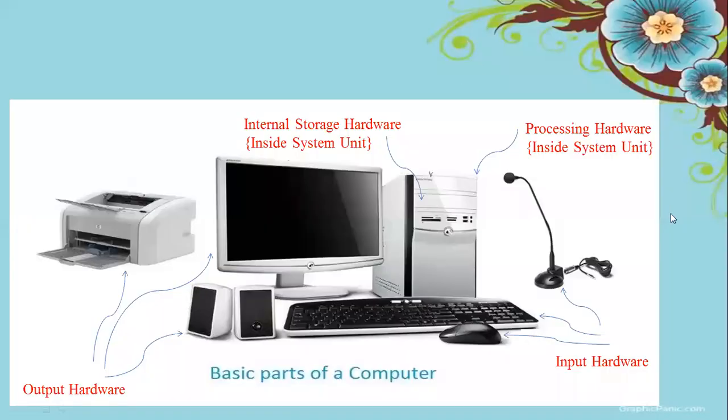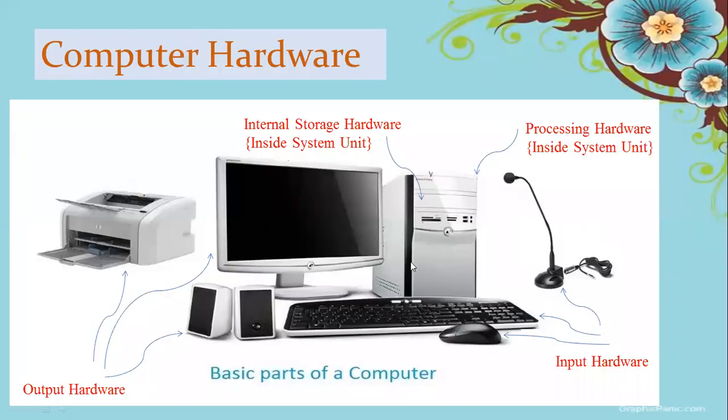You can see this picture of computer hardware. You can see this desktop computer, and we can take it as an example of any other computer, so no need to worry. There we can see the different types of computer hardware. First of all, we can see the input hardware. For example, mouse, keyboard, and microphone. These are input hardware, which are used to give input to the computer.